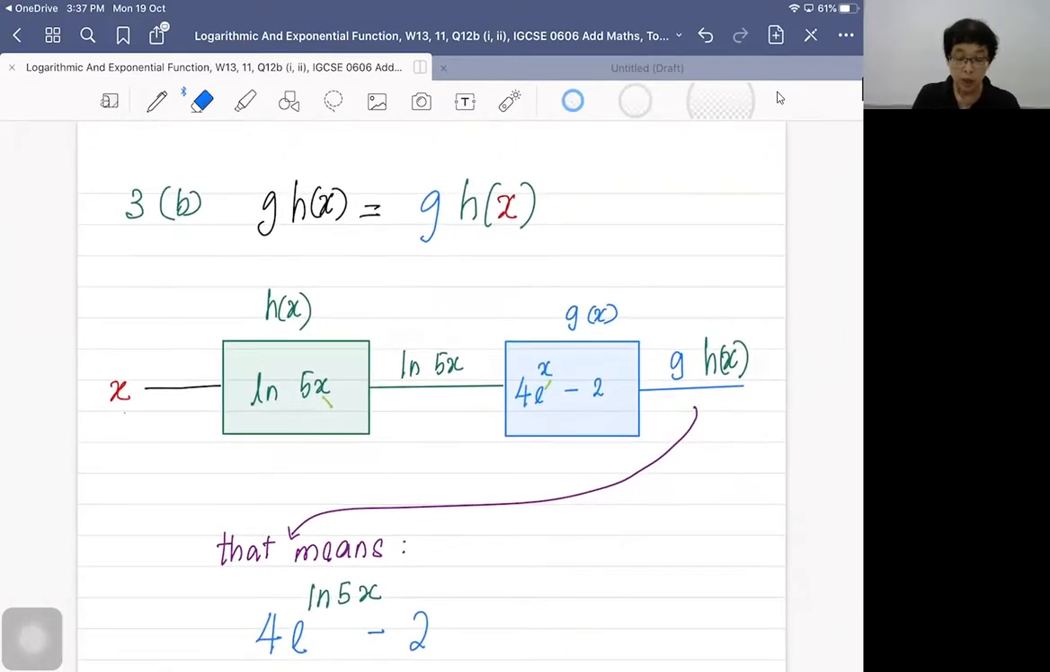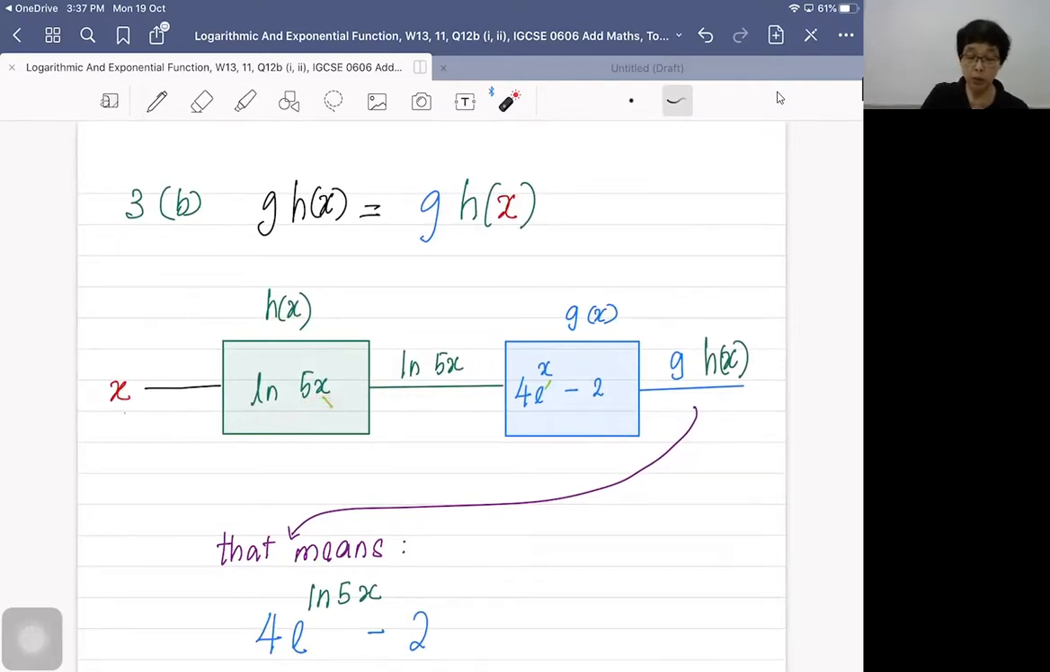So the composite function g(h(x)) actually involves two processes to come up with one final product, which is the composite product. We start from the raw material x. Then this raw material goes into a machine called h. And how is the machine h operating? It operates by ln 5x.